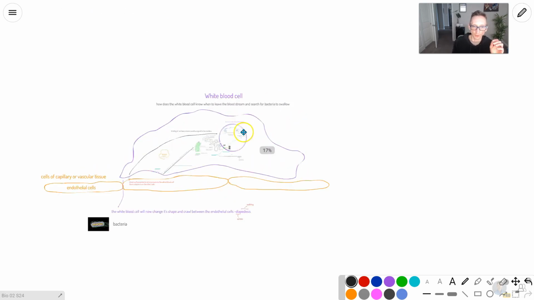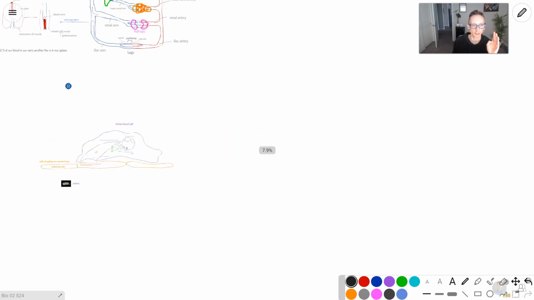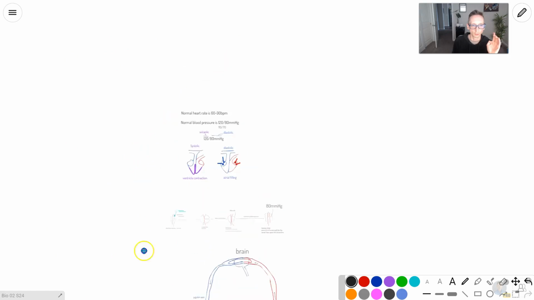Okay, so we got a white blood cell, and don't care about all that inner stuff. We got our endothelial cells. We got a bacteria. It wants to crawl through. Here's what I want you to get. Okay, we got a bacteria, cells of capillary or vascular tissue. Look at all this. All this is now coming together. Okay, what do I want you to get from this?